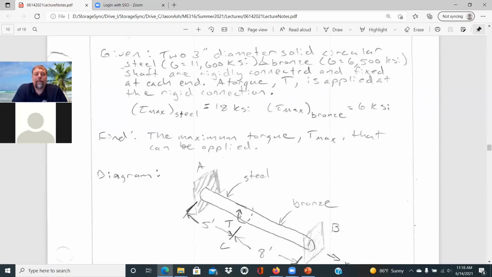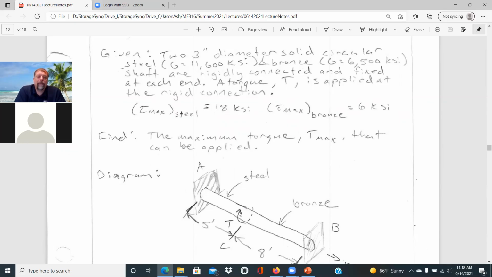And so when you apply a torque, both of these are going to rotate clockwise from that point in relation to the torque. But again, compatibility comes into play. Since they're rigidly connected, they have to rotate with that same angle of twist at that point C. Otherwise, they would be rotating in relation with one another, and they're rigidly fixed there. And so we have to make use of compatibility to determine what those internal torques are, and to be able to solve that.